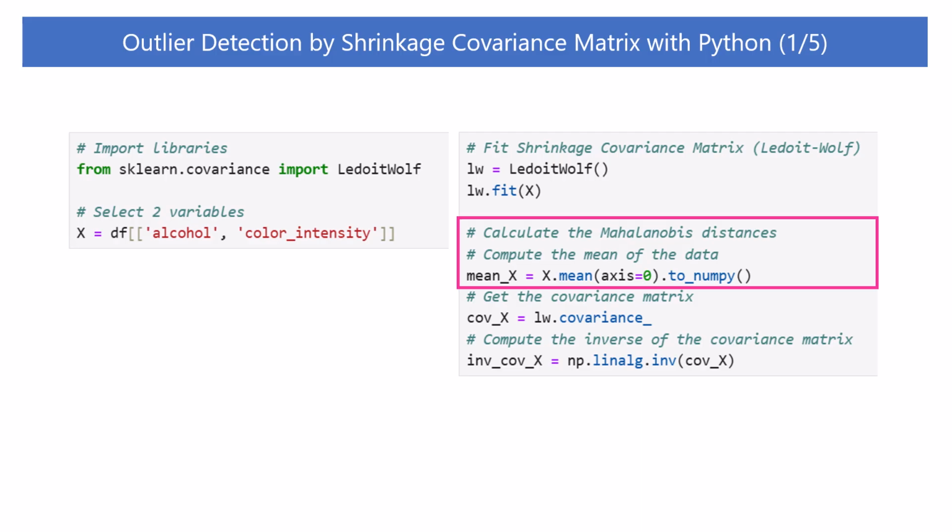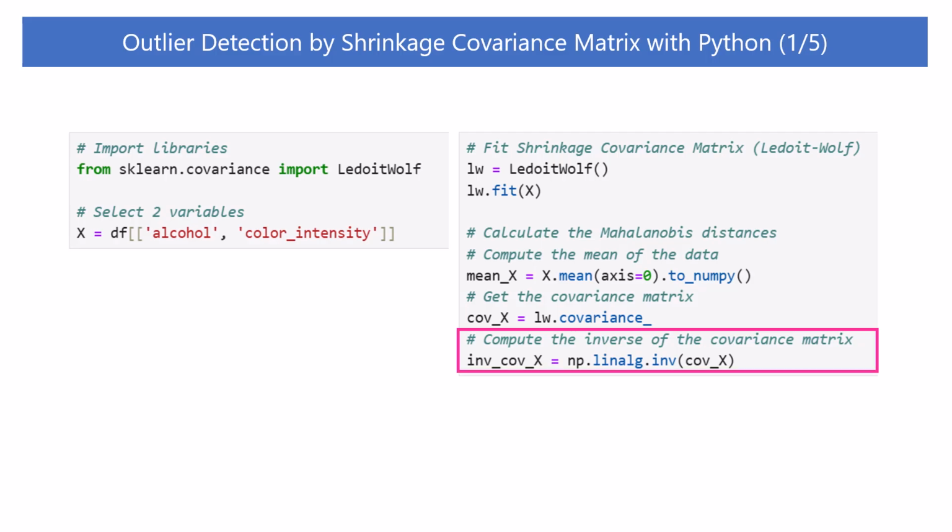Use to_numpy to convert the data frame to a numpy array. This operation makes numerical computation easier. Next, use covariance_ to retrieve the shrinkage covariance matrix. Since the shrinkage covariance matrix has already been calculated when we fit Ledoit-Wolf to the data, we simply retrieve it here. Then, use numpy's linear algebra module to compute the inverse of the shrinkage covariance matrix.